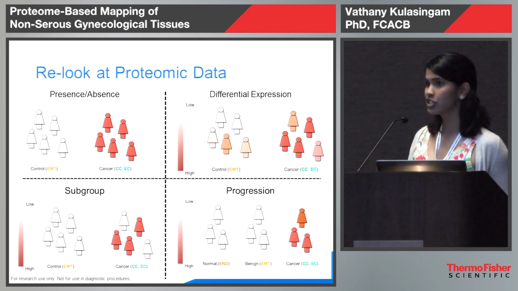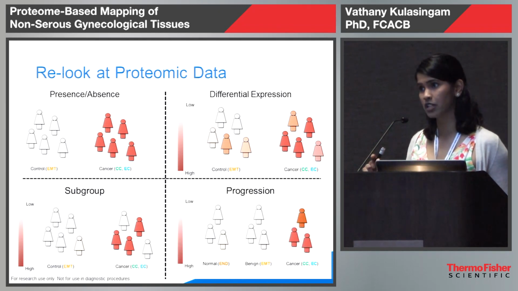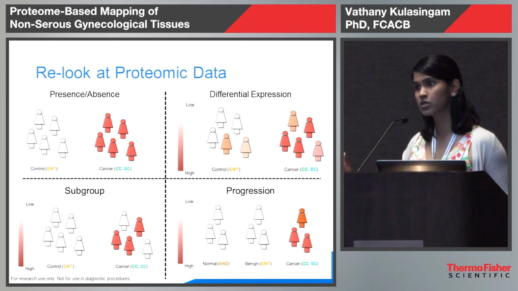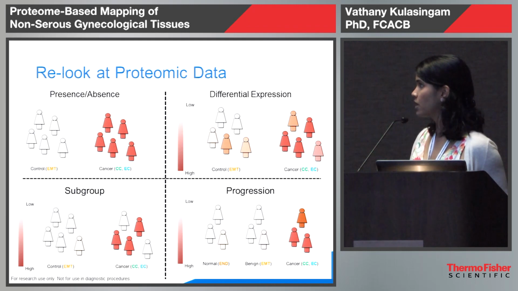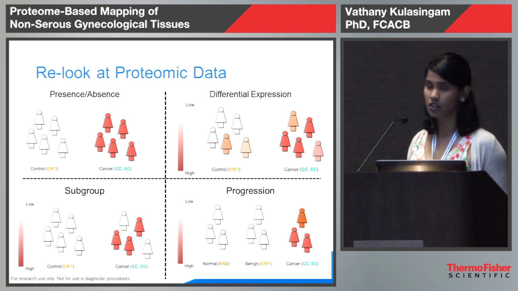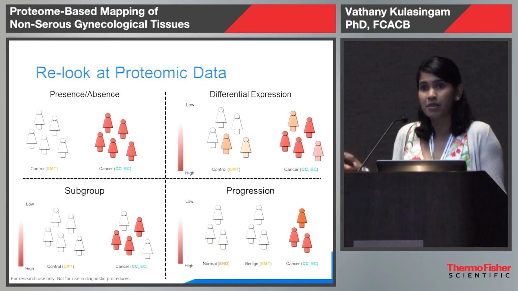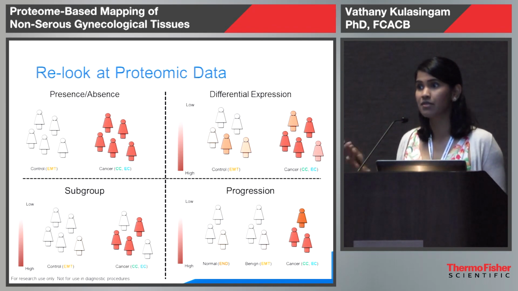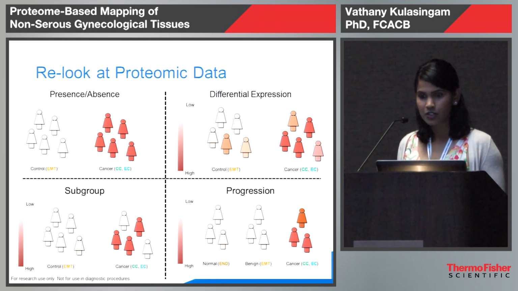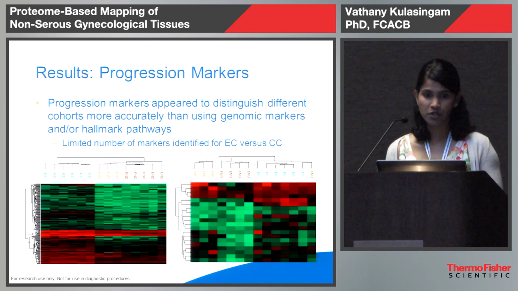Or we can look at progression, because I had normal endometrium and I had endometriosis, which is actually the precursor lesion to endometrioid cancer. So if there are markers that tend to be elevated across these groups, which I call progression markers, perhaps they might be interesting to look at and see if they're dysregulated in our cohort. So I'll show you data from our progression markers cohort.